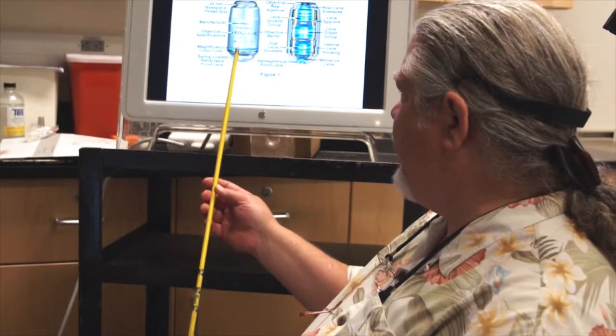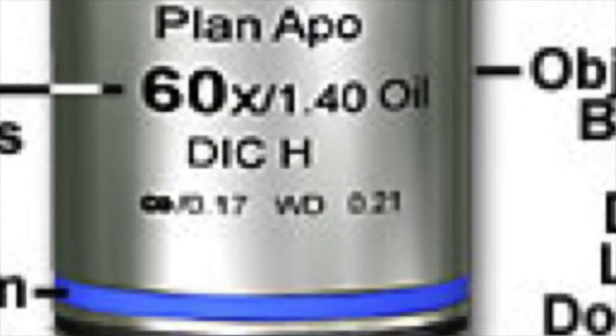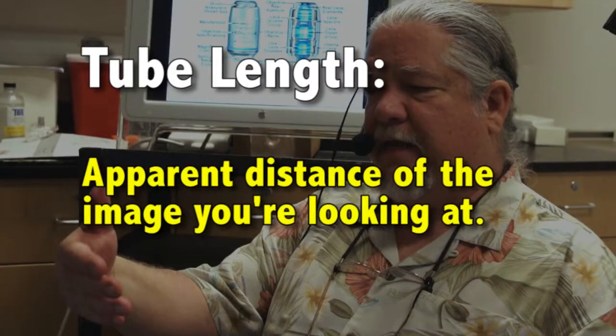Now you also see some other numbers here on the barrel of the objective. One is the little infinity sign. This brings up the topic of tube length. What is tube length? Tube length is the apparent distance that you see the image that you're looking at.